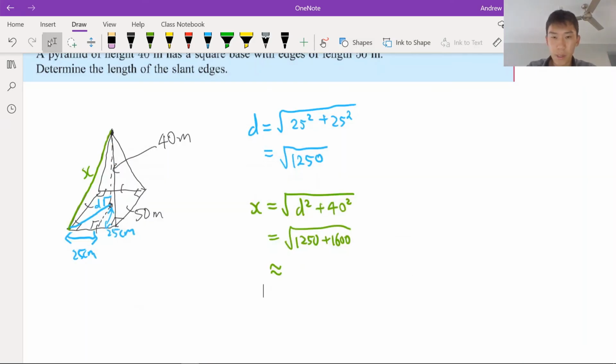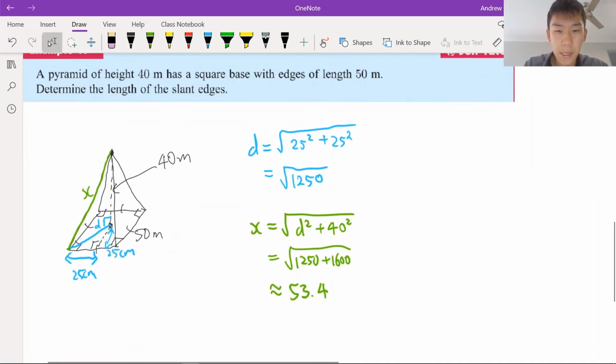53.4 if we do 3 significant figures. And it's a length, so meters. It's a pretty big pyramid.